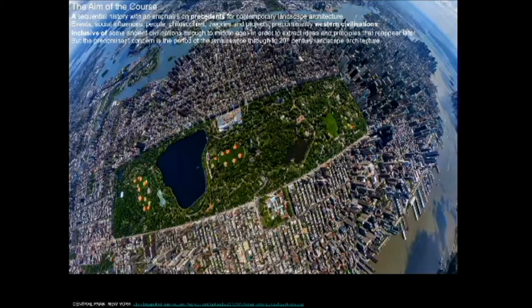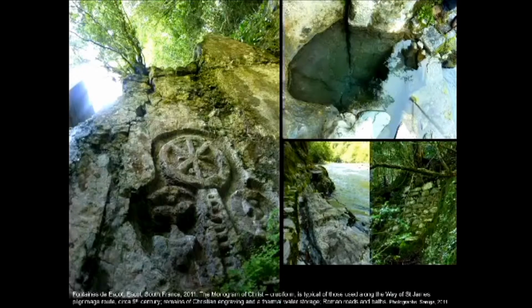And what we want to do by the end of the course is get to a point where you can understand and explain not only the design of that space, but the people who produce that space and the profession responsible for the production of that space. So, as I said, we will look at ancient landscapes through to the Middle Ages, Greece, Rome.